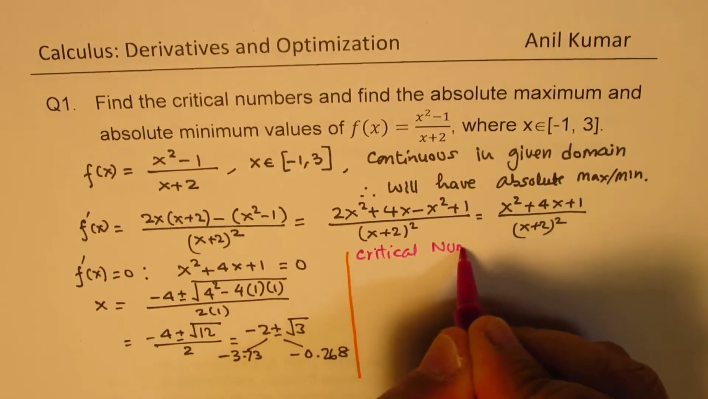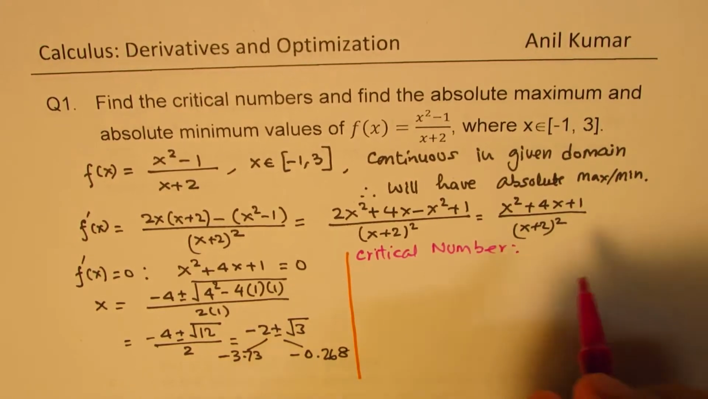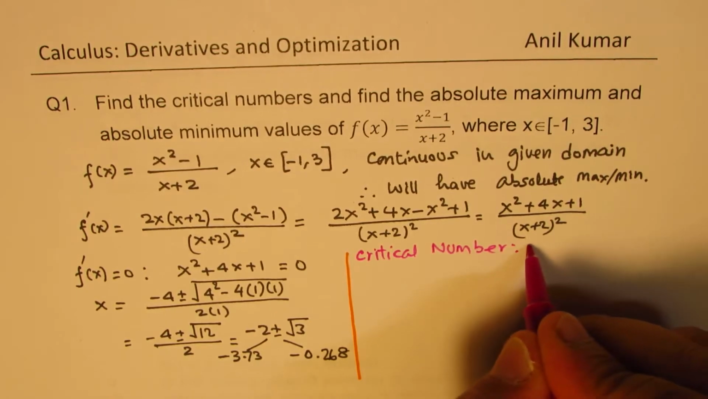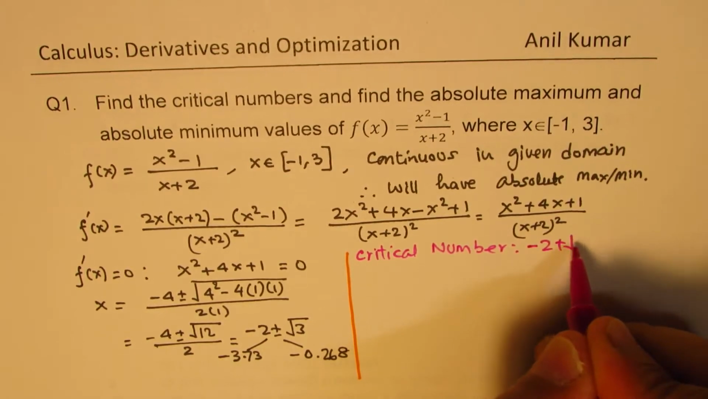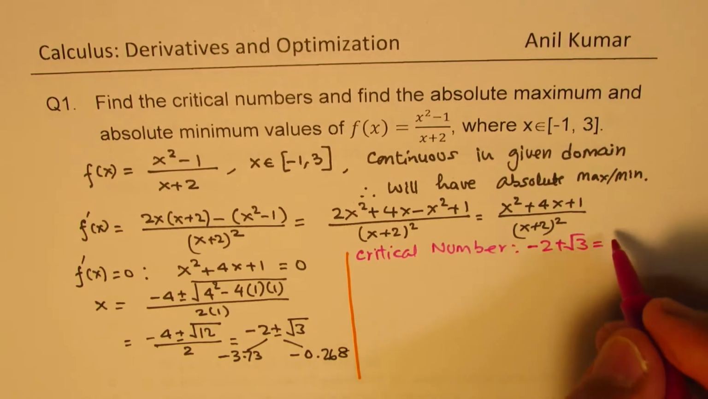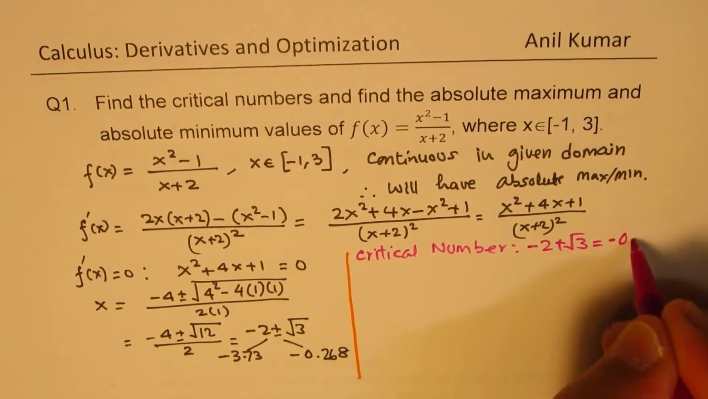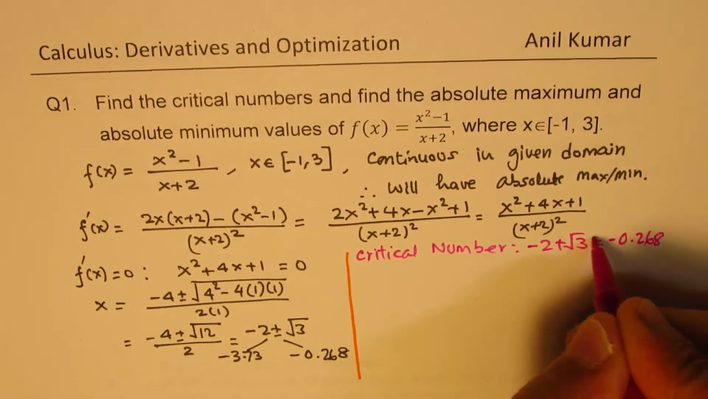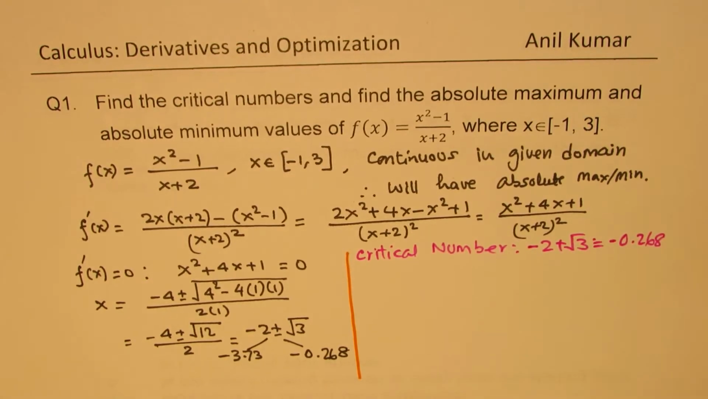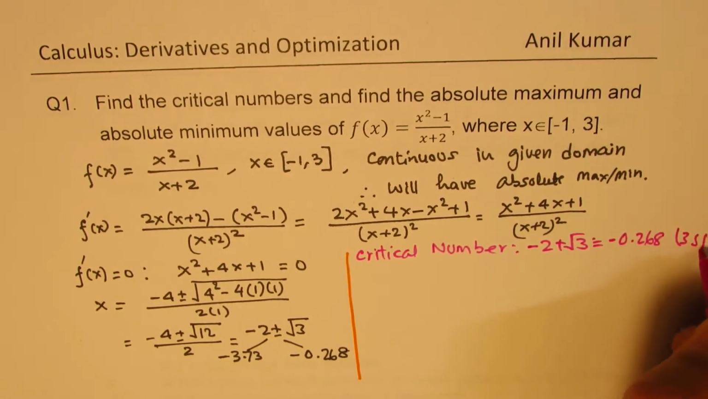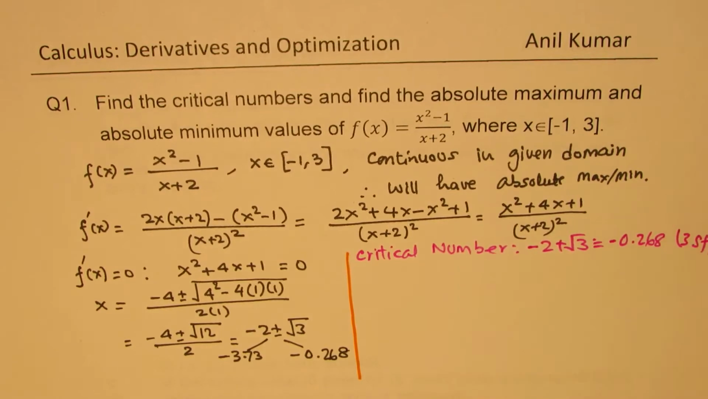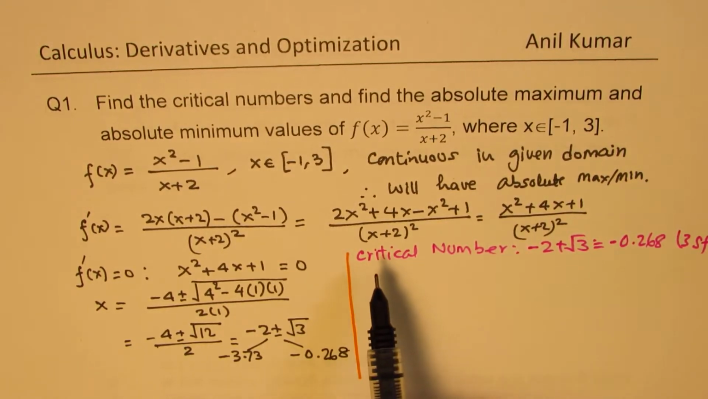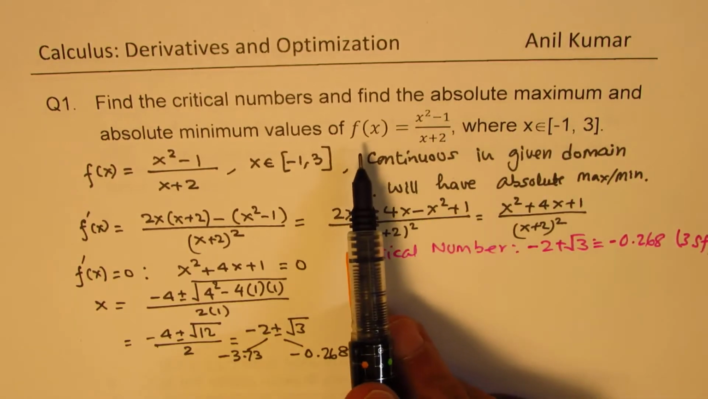So the critical number is minus 2 plus square root 3, that's the exact value, which is equal to minus 0.268 to 3 significant figures. Now, let's find the absolute maximum and minimum value.